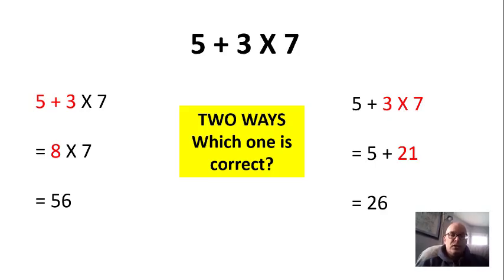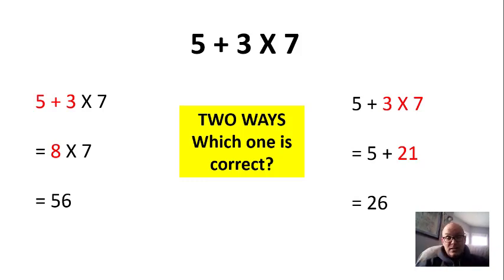Okay, look at this question here at the top of the screen. It's 5 plus 3 times 7. There are 2 ways here, on the left-hand side and on the right-hand side, but which one is correct? Both are the same question, but look, the answers are different. The answers are different because in the one on the left, they started with the plus first. See? 5 plus 3 equals 8 in the next line. And then the times 7 you bring down. 8 times 7 is 56.